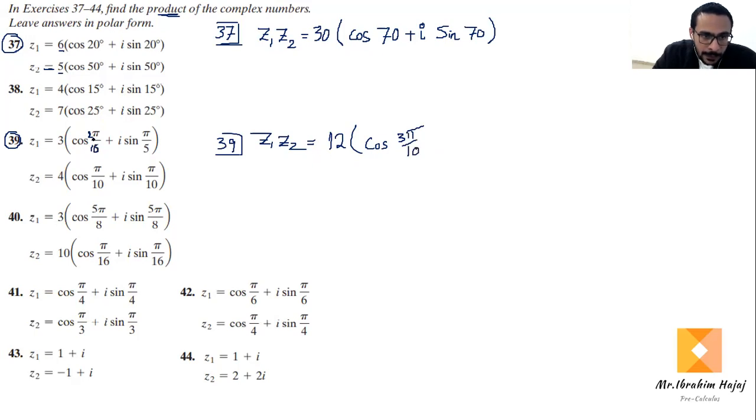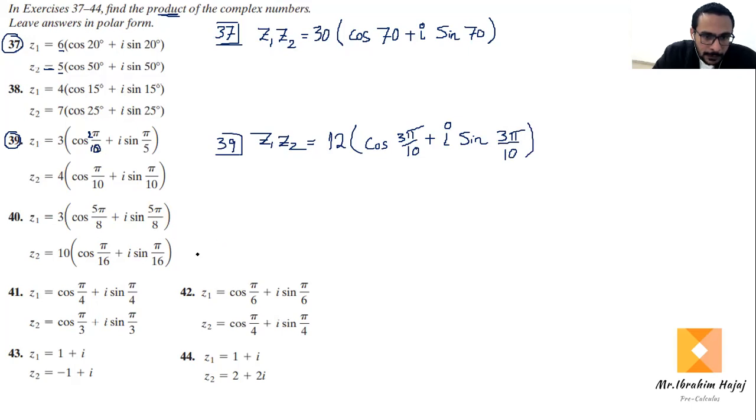This pi over 5, I change it, I will write it as 2 pi over 10. Multiply the top and bottom by 2. Plus pi over 10 is 3 pi over 10. Plus I sine, the same. Sine of the sum of the two angles, 3 pi over 10. Yes.